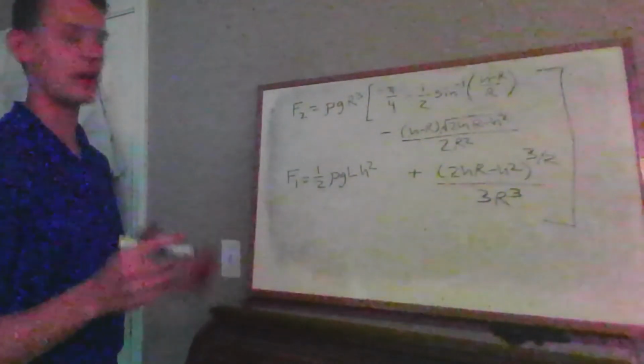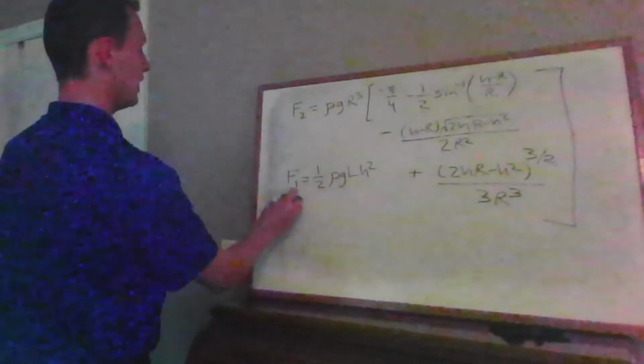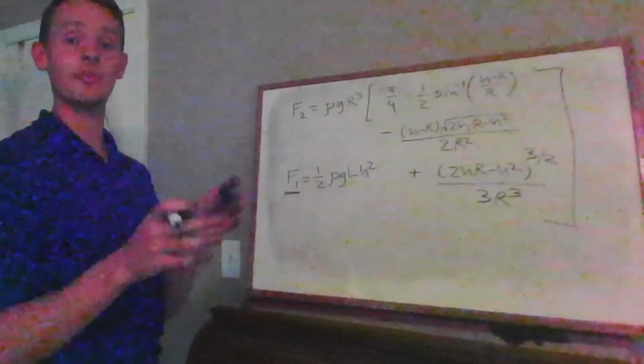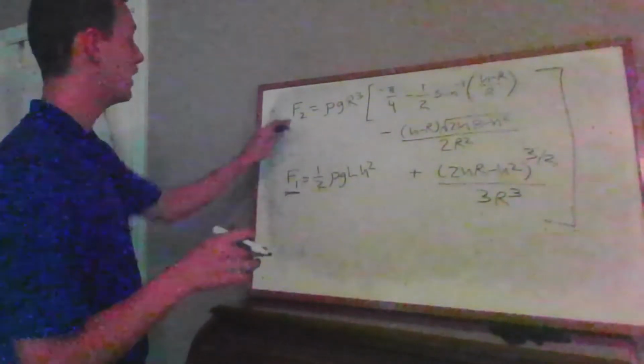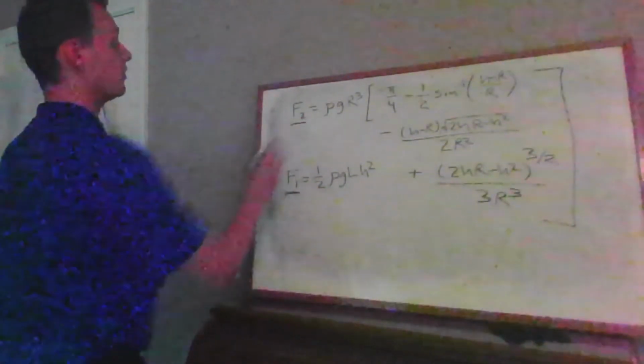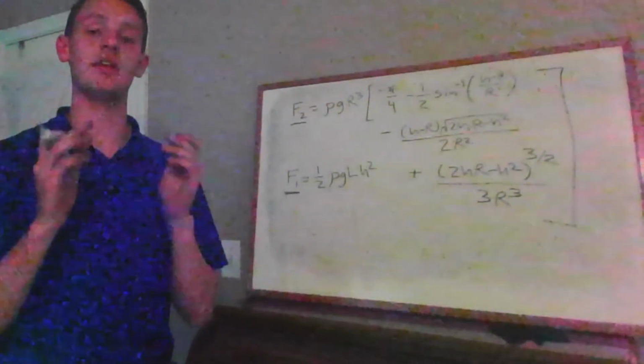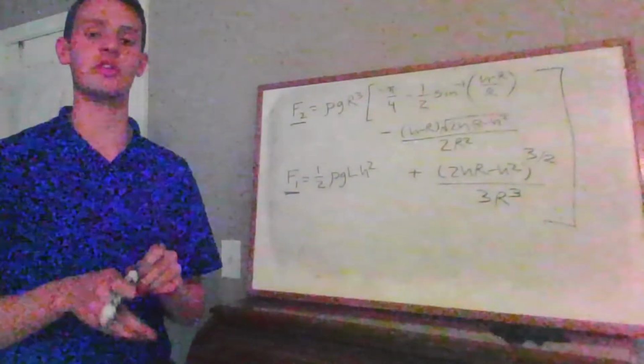So just to reiterate before you go, this was the horizontal force overall exerted by our fluid on the curved part of the cylindrical barrel, and this, F sub 2, was the horizontal force exerted by the fluid on the end cap of the cylindrical barrel.